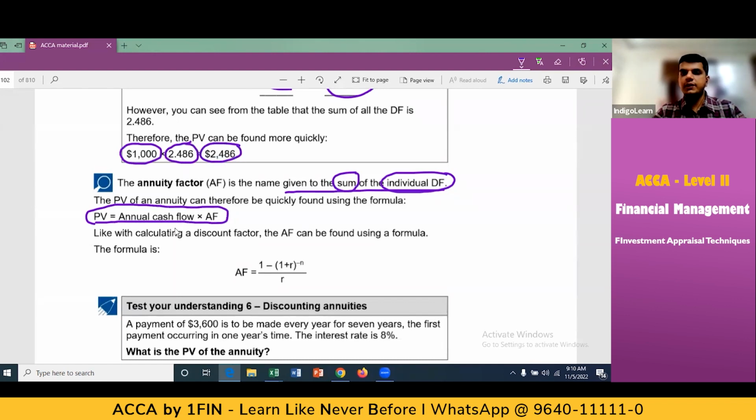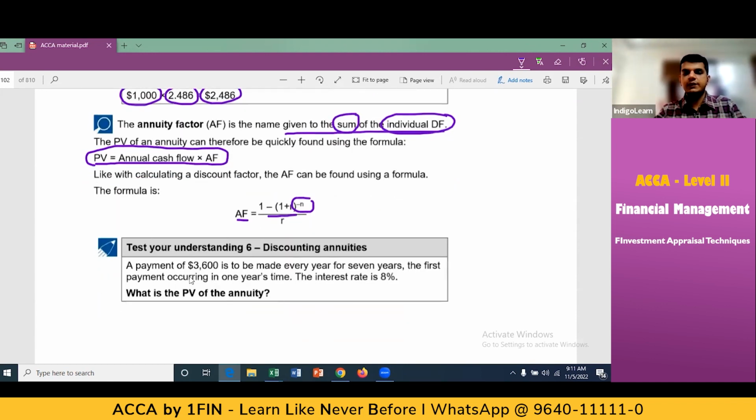Or there is a formula for calculating the annuity factor, that is annuity factor is equal to 1 minus (1 plus rate of interest) to the power minus n, that is time period, divided by r, that is interest rate. So if you want to calculate the annuity factor, then the formula is 1 minus (1 plus r) to the power minus the time period, divided by r. So we'll just see whether the answer is coming same or something different via this example.